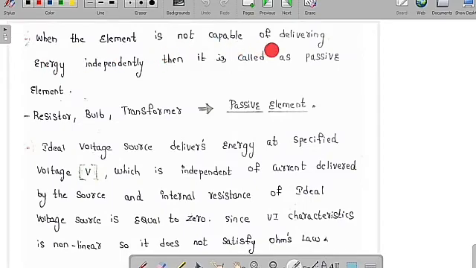When the element is not capable of delivering energy independently, then it is called a passive element. Suppose any element can't deliver any energy independently, then we can say it is a passive element, meaning it can absorb the energy. Some examples are resistor, bulb, transformer. These are passive elements because they are going to absorb the power. They are going to dissipate some amount of power.